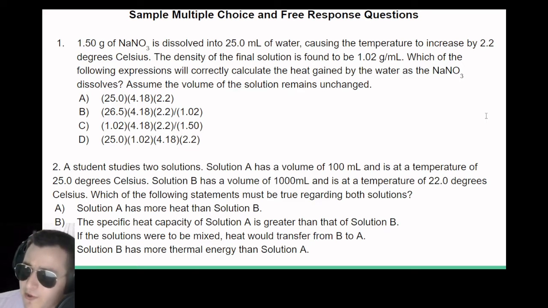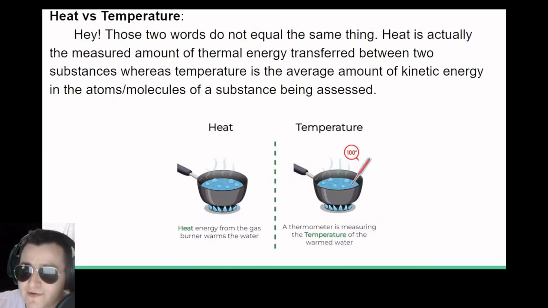Solution A has more heat than solution B. That answer choice is attractive right off the rip. A is warmer than B. But that's not what answer choice A is actually saying. I'm going to go back to the very first slide of this presentation.